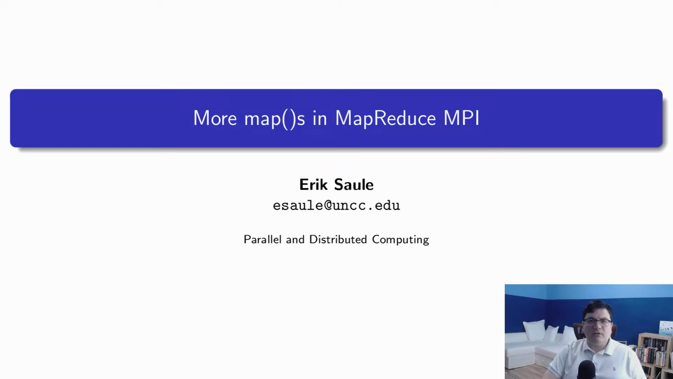We presented in a previous video how to build a basic MapReduce MPI application, covering how the map and reduce phases work. Today, we will go further in MapReduce MPI. In particular, we present additional ways to create map tasks, and we will show how to use MapReduce MPI to implement cross-product, which is a central operation to many applications.